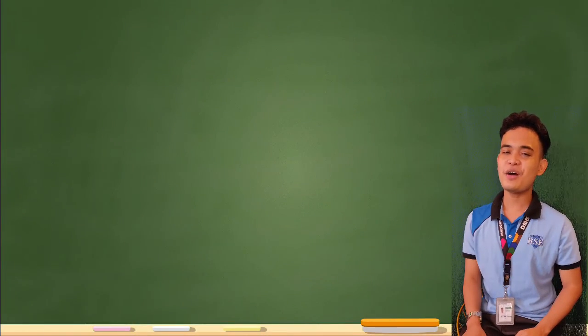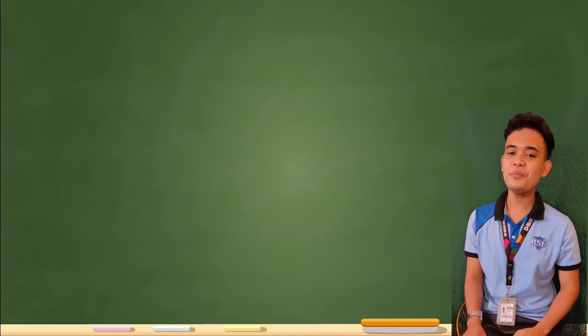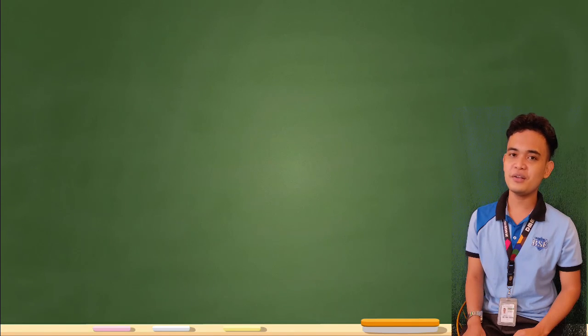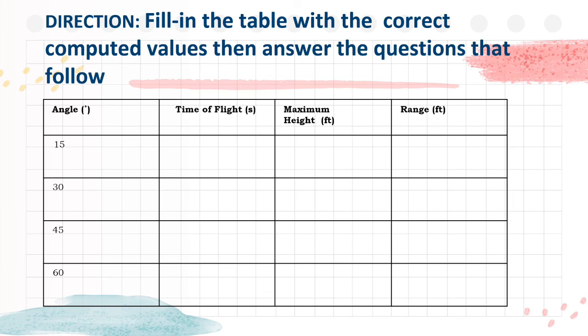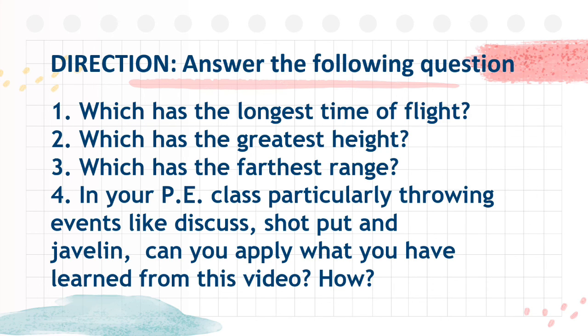Now, to reinforce what you have learned, let's have this activity. I want you to fill in the table with the correct computed values, then answer the questions that follow. What is the time of flight, maximum height, and range at angles 15, 30, 45, and 60? Then answer the following questions. 1. Which has the longest time of flight? 2. Which has the greatest height? 3. Which has the farthest range? 4. In your PE class, particularly throwing events like discus, shot put, and javelin, can you apply what you have learned from this video? How?